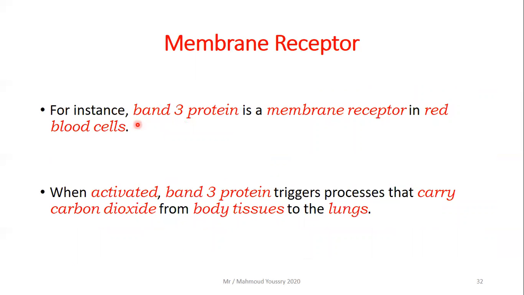For instance, band 3 protein is a membrane receptor in the red blood cells. When the band 3 protein is activated, it triggers processes that carry carbon dioxide from the body tissues to our lungs.